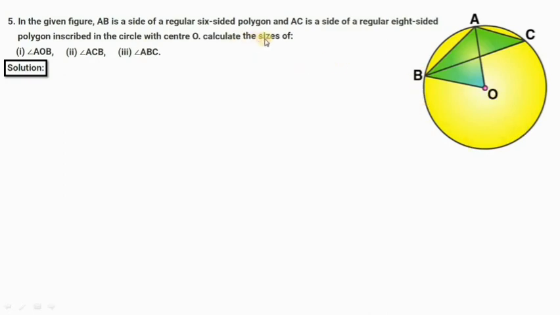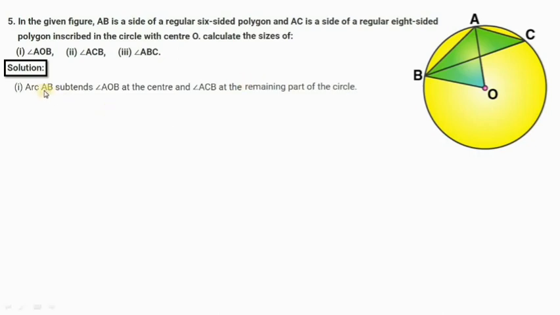So we need to calculate the sizes of AOB, then angle ACB, which means we need to calculate this angle, and last one is ABC, so we need to calculate this angle. Alright, so let us begin. Now in this particular question we will make use of theorem number 2, which was introduced in the beginning of the video. Let us see how to do this.